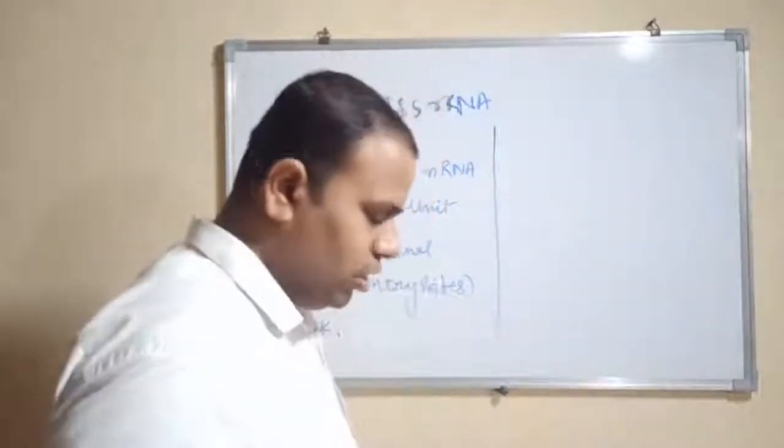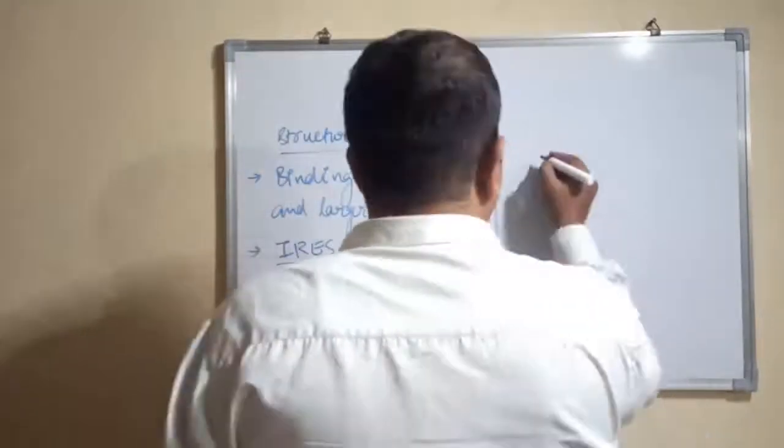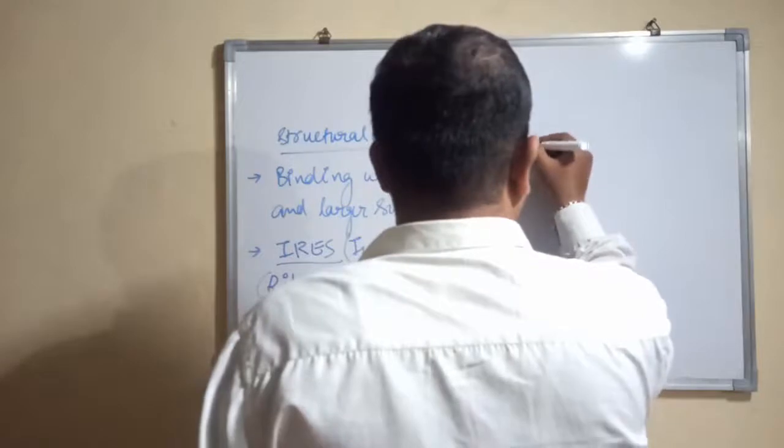Now let's see what the role is in phylogenetic analysis. The 18S rRNA is a highly conserved gene.